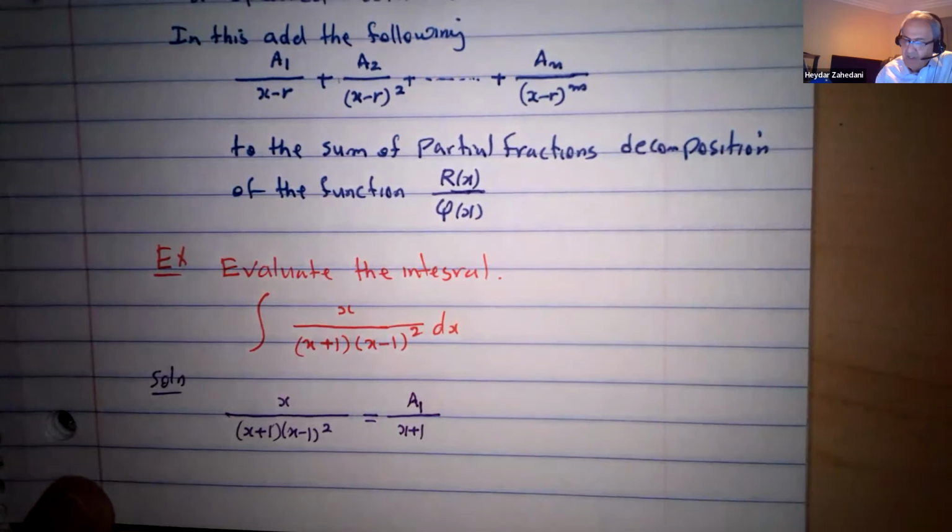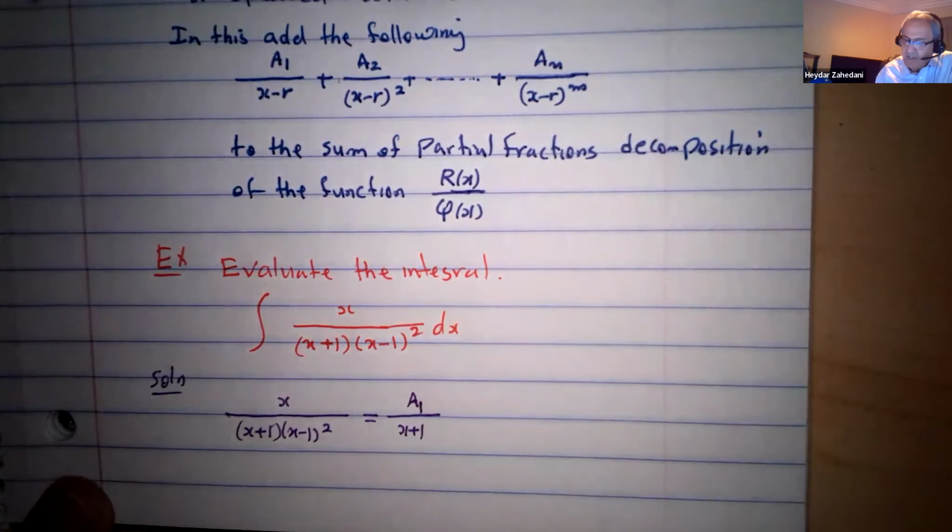You get to the second factor. The second factor is x minus 1. This is x minus 1. So the top would be a2. But it's repeated. Since it's repeated, you have to continue. So you continue, you get to the x minus 1 whole square.